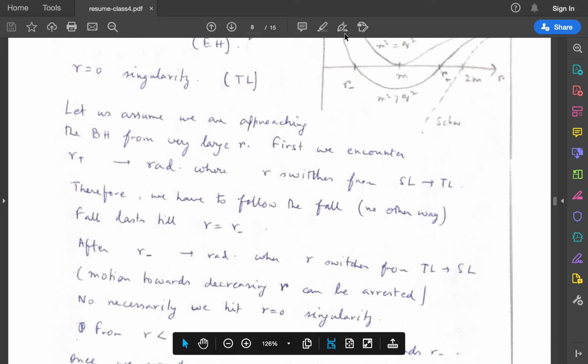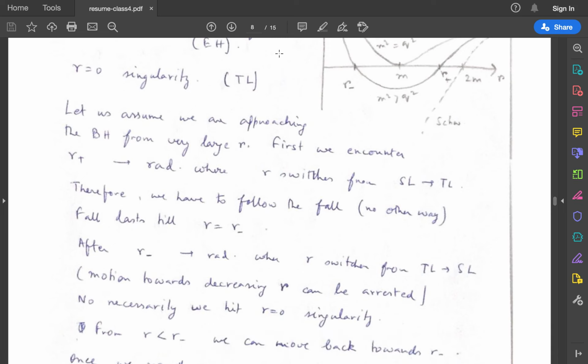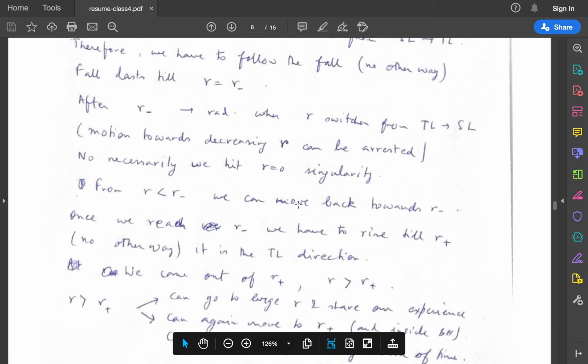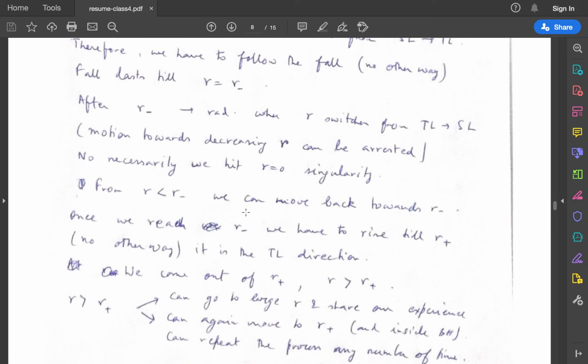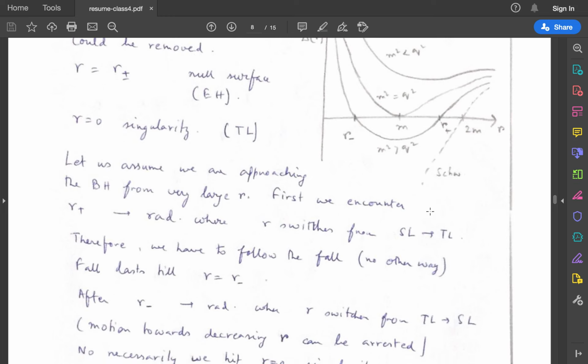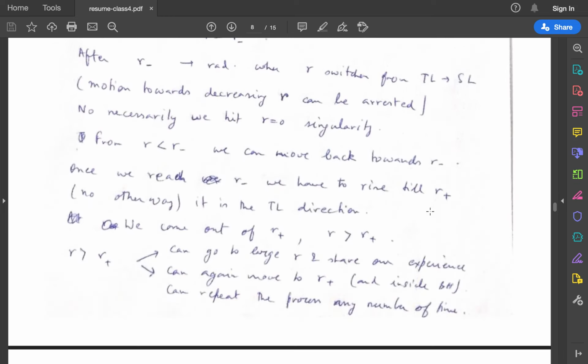If I proceed from here, we can see r equal to 0 and then come back. I can also do that. We can go and see the naked singularity and again come back, and while coming back, we can move backward from r equal to r minus. Once we reach r minus, this line is the time-like line, and this is the direction of time-like. So once we have reached r minus, we have to go to r plus. There is no other way. That is the time-like direction. Okay, so we have to go to r plus.